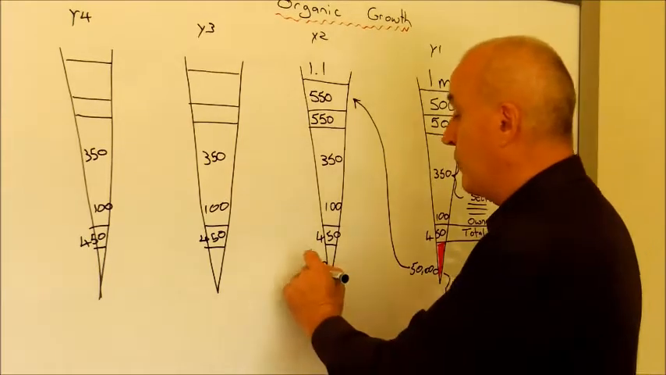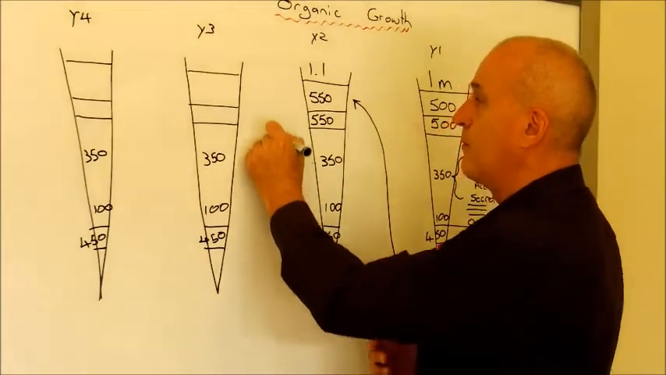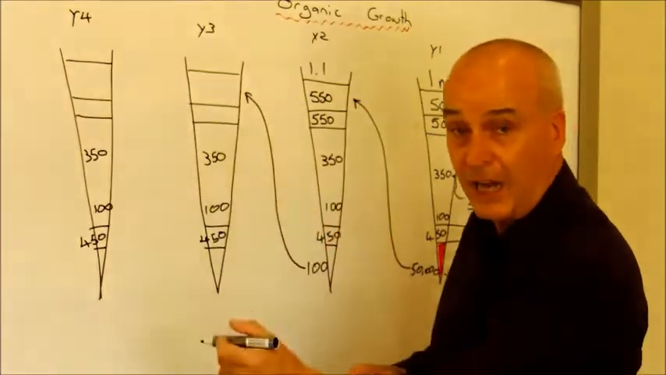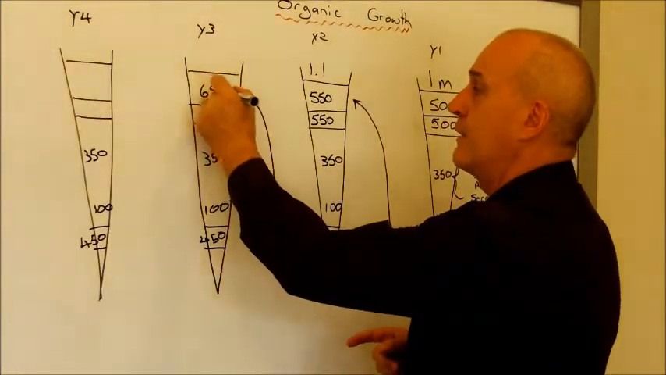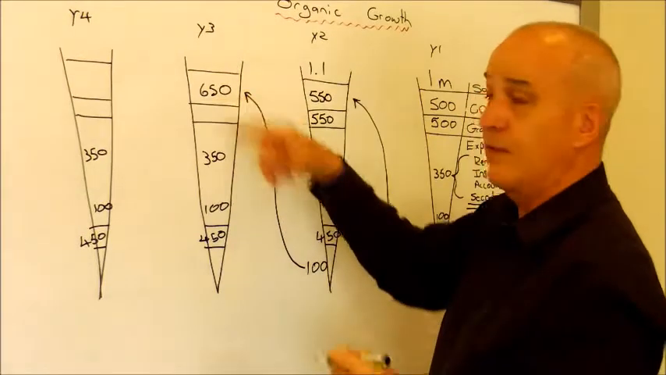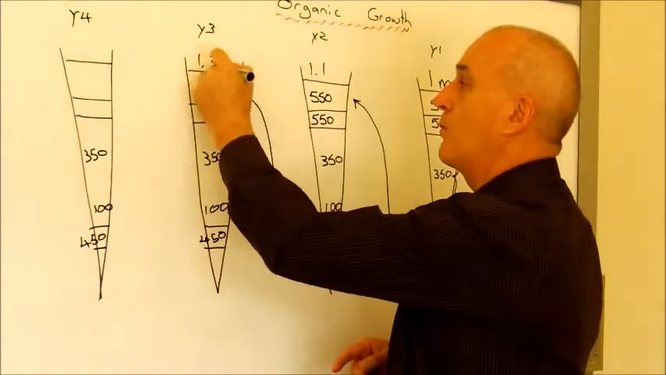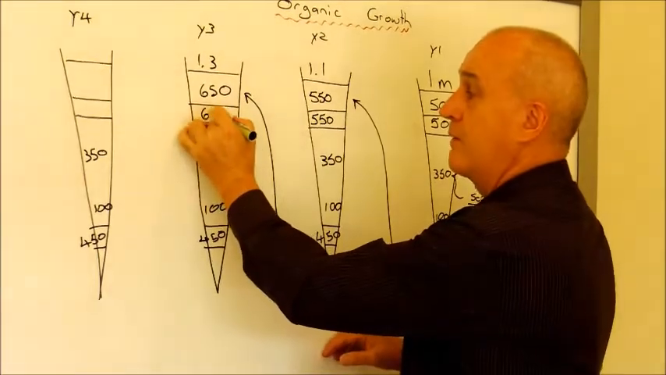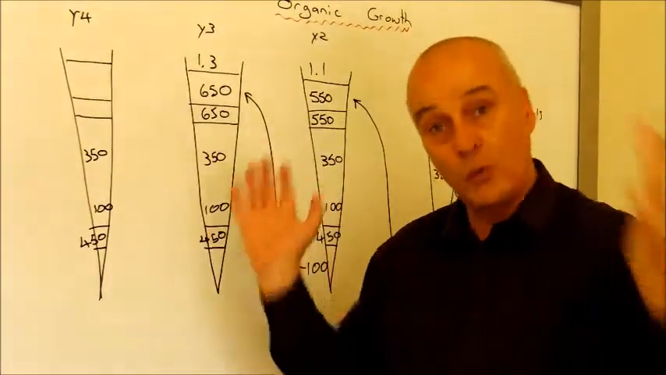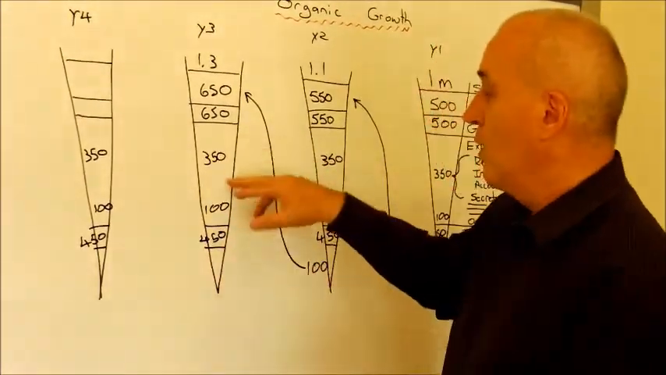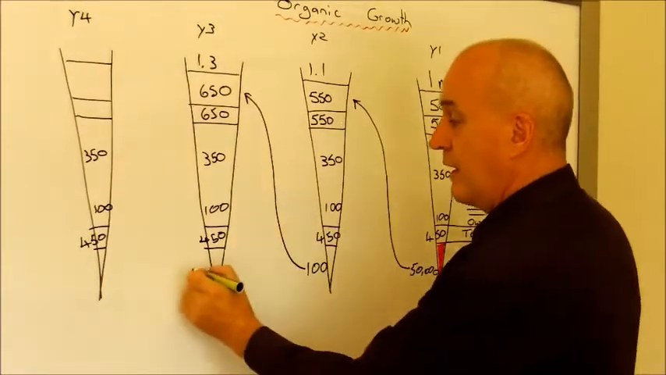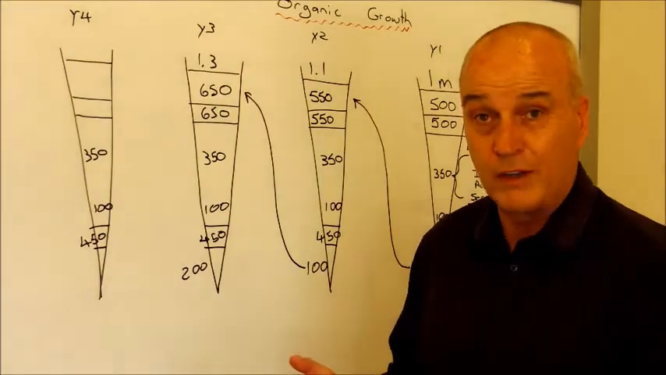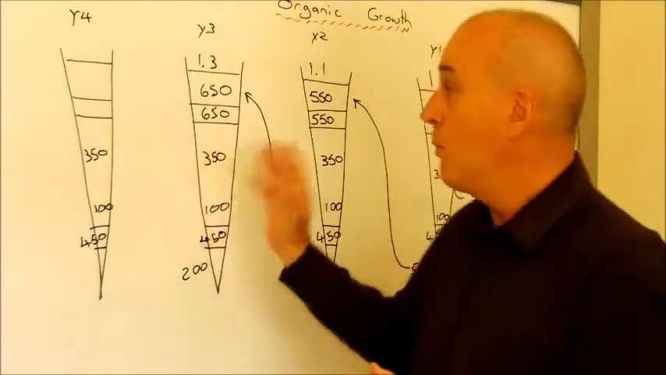Let's see what happens if we do it again. So now we take that 100 and we add it back up to here. So 550 plus 100 takes us now to 650, and 650 and 650 takes us to $1.3 million. Minus the 650 takes us down to $650,000 of gross profit to run the rest of the company again. Minus our 450, and it's an amazing $200,000 of net profit that you've just generated by organic growth.